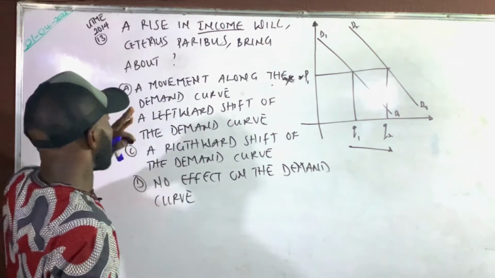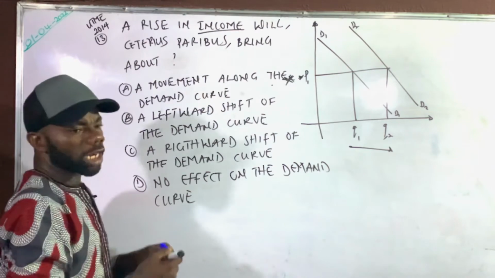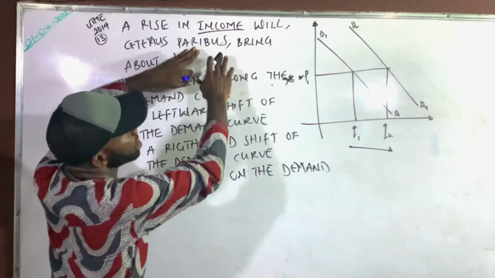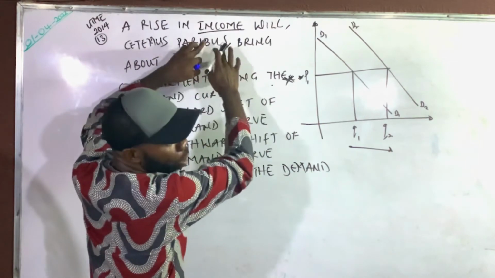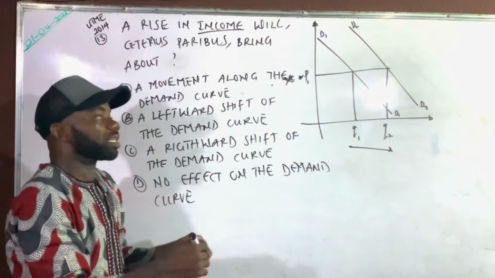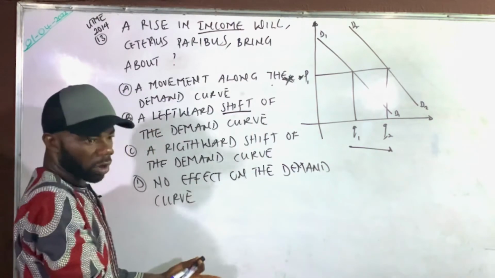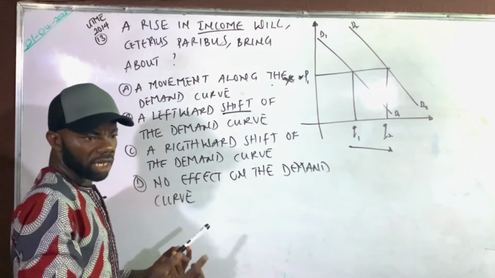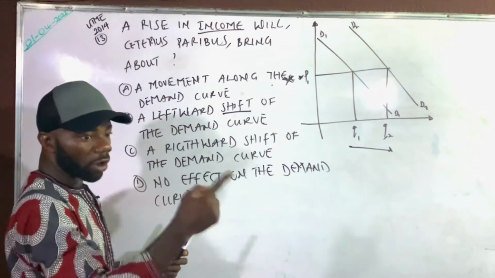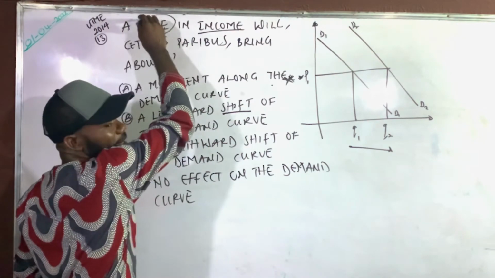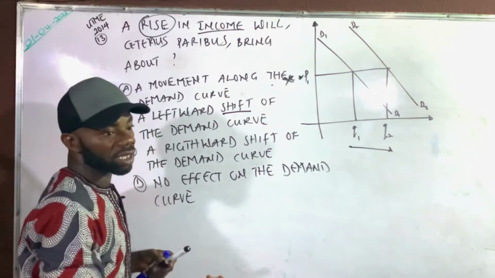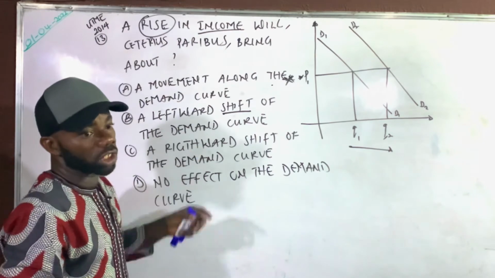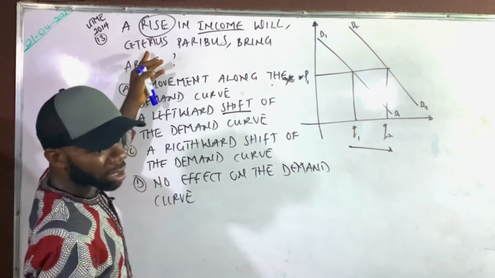The next one is a leftward shift of the demand curve. Another name for change in demand, which is determined by income, is what? Shift in demand. So this makes us look comfortable. Oh, shift related. But shift can be positive or negative. Increase or decrease. Rise or fall. The examiner is considering a rise. So we're looking at a positive shift. This one says leftward. Rise doesn't show leftward shift. It shows what? Rightward shift.